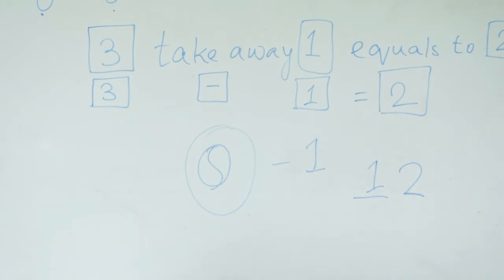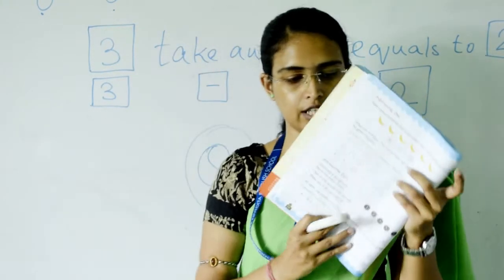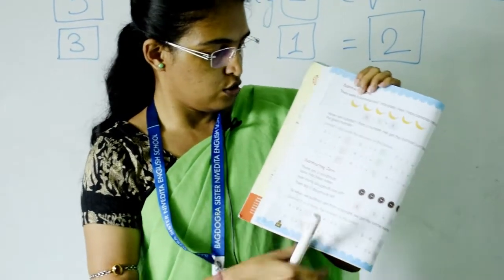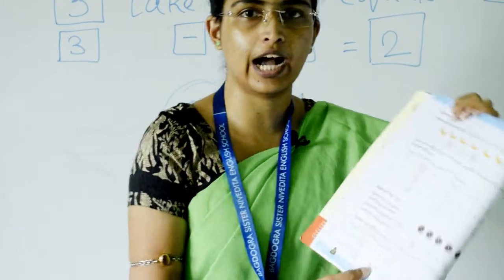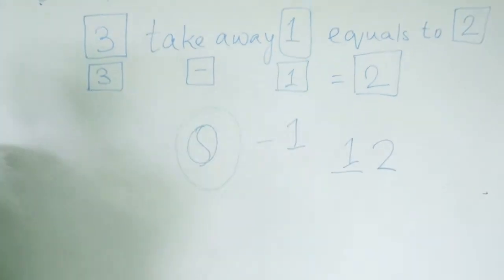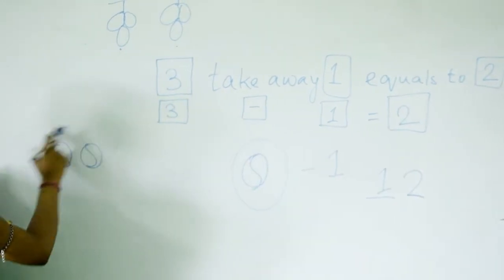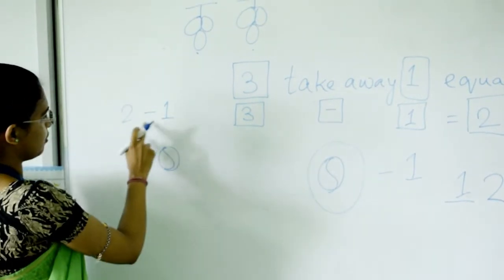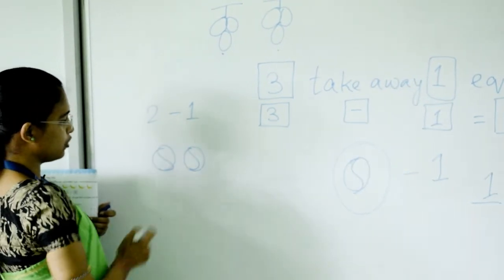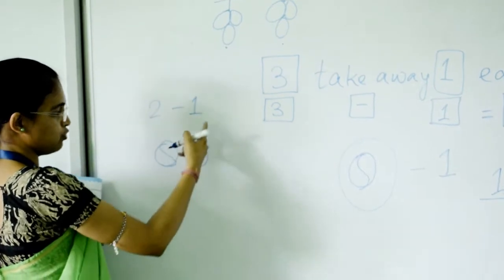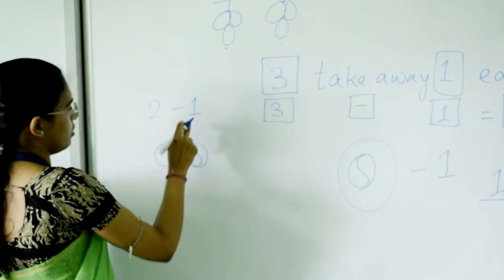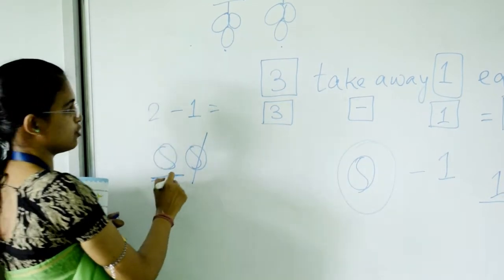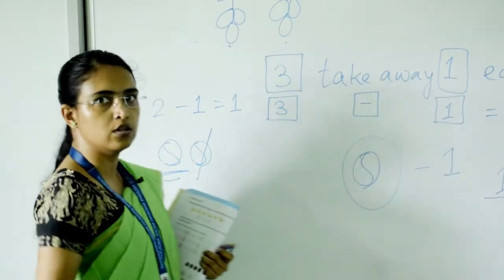Now in this way we have to solve this question. What is written here? Subtract 1 and write the answer in the box. So 2 minus 1 equals box. How can we count this? Suppose we draw 2 balls: 1, 2. And what do we have to minus? Which number is this? 1. When we do the minus, we have to cut that number of balls. So we have to cut 1 ball. How many balls are left? Yes, 1. So 2 minus 1 equals 1.